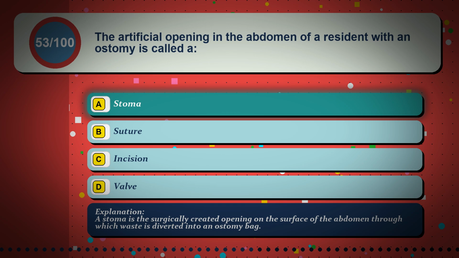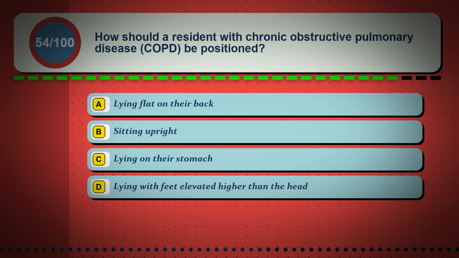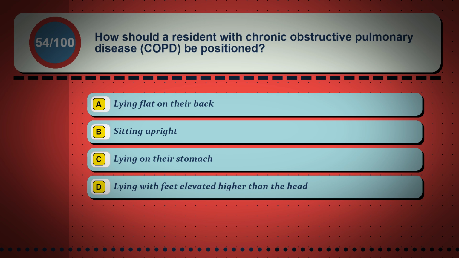Question 54. How should a resident with chronic obstructive pulmonary disease, COPD, be positioned? Option A, lying flat on their back. Option B, sitting upright. Option C, lying on their stomach. Option D, lying with feet elevated higher than the head.